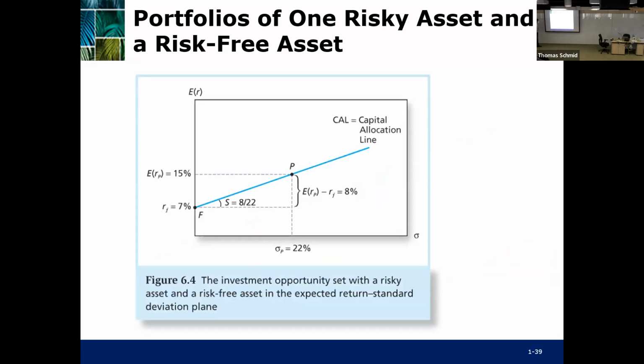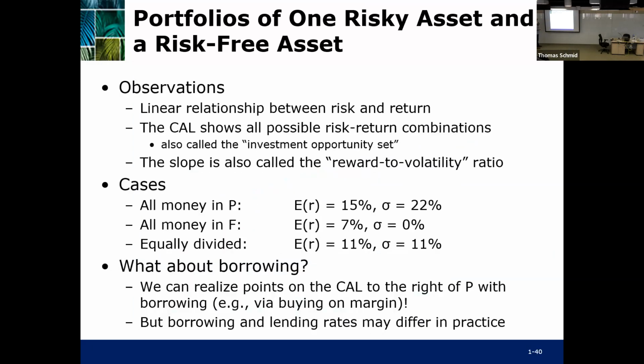Good. Yeah, so this picture, we know that. So this is in your slides. We will skip that. So pretty much everything we have on this slide we talked about. So there's a linear relationship between risk and return, and the capital allocation line shows you the possible risk-return combinations. We sometimes also call this the investment opportunity set. Okay, so yeah, just a term. The slope is called reward to volatility ratio, also reward to risk ratio, also sometimes Sharpe ratio, so there are different terms for this slope.